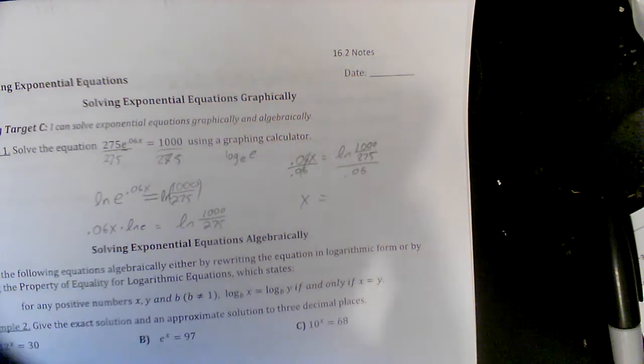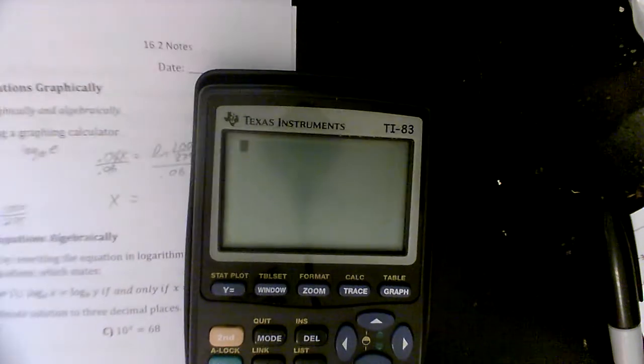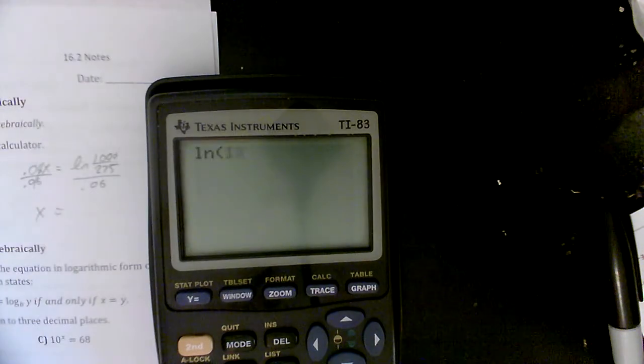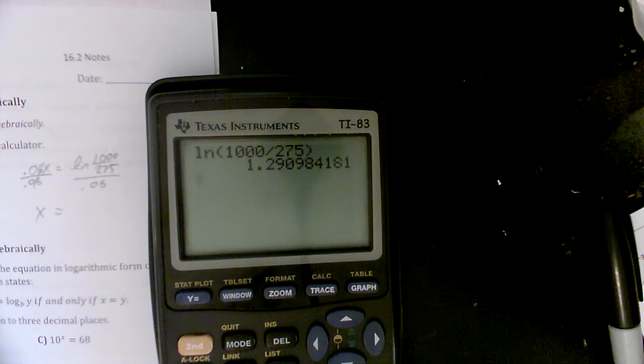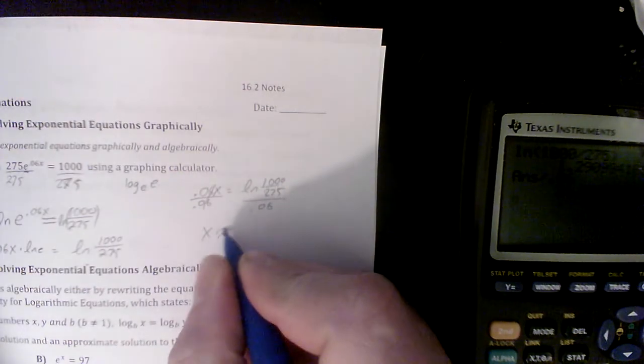So, let's go ahead and stick that in. Hopefully we can see this. The very first thing I'm going to do is say the natural log of 1,000 divided by 275, and I'm going to hit enter. And then I'm going to divide that number by 0.06. And I get about 21.52. So I should use squiggly lines.